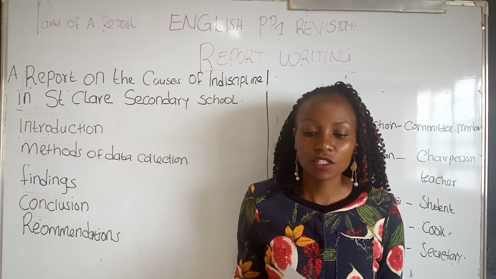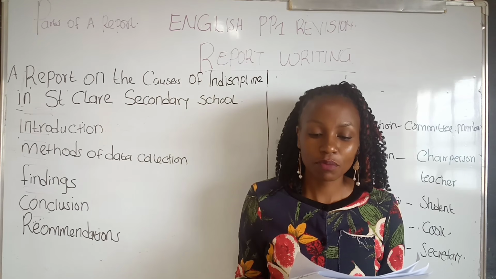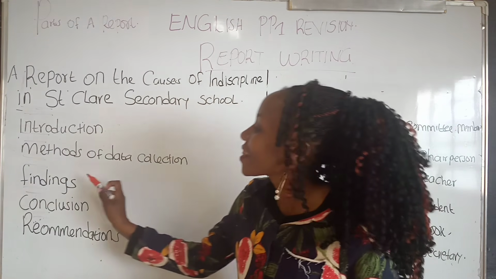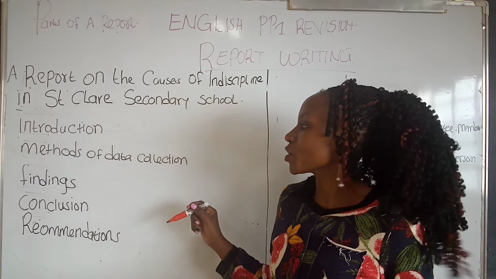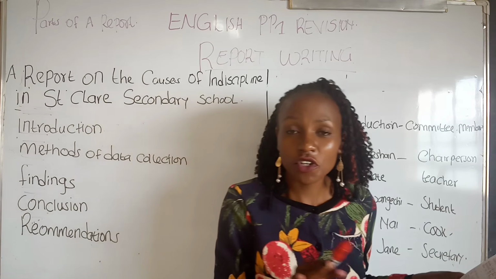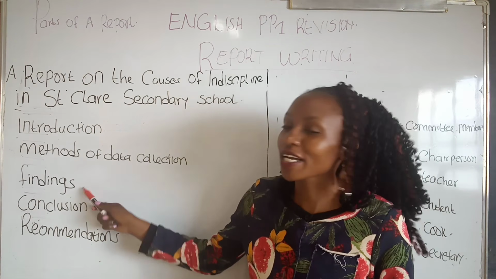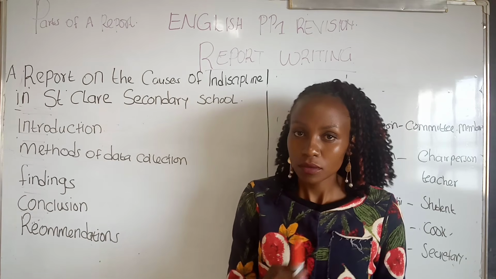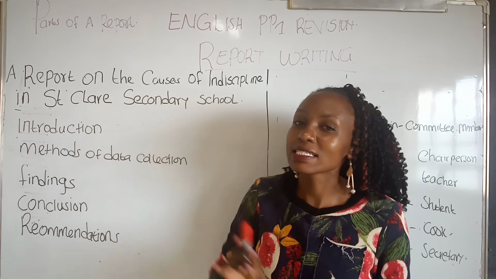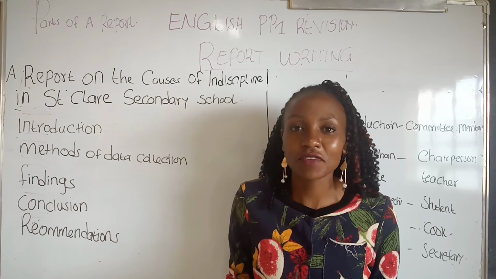Questionnaires were administered to 20 students from all the classes, the school principal, and 3 teachers. From the methods of data collection, we go to the other part, that is the findings. After doing your research, the things that you found out is what you're supposed to record at this point. In our case, we're supposed to record the causes of indiscipline. So you have to think and think. What are the causes of indiscipline?